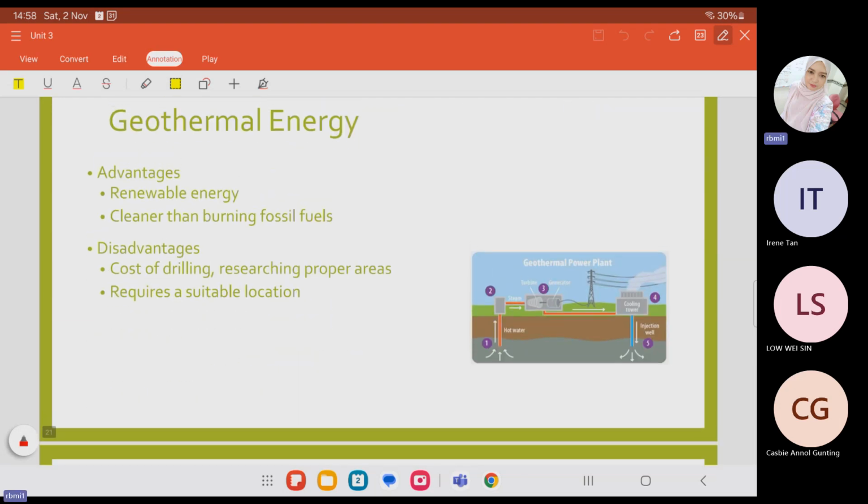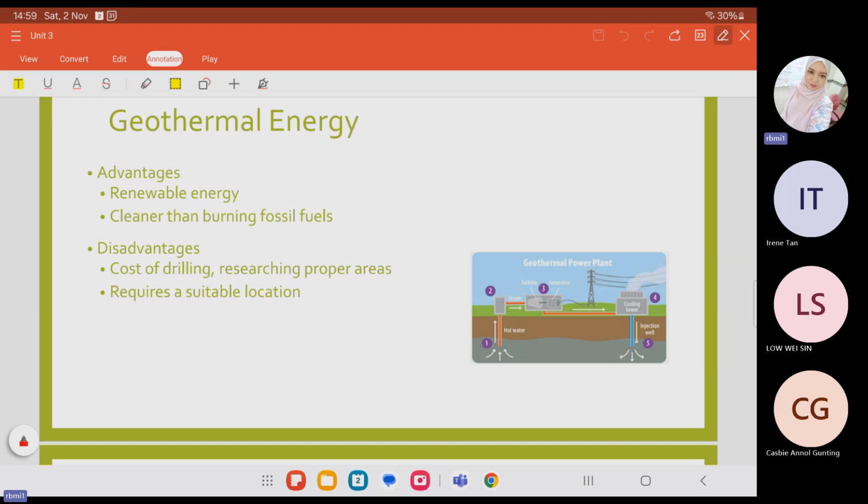Okay, we have advantages and disadvantages of geothermal energy. The advantages: it is renewable, reliable and available. It is also cleaner than burning fossil fuels, can reduce energy consumption and corresponding emissions, and is pollution free. For the disadvantages, there is the cost of drilling, because we need to get the heat trapped in the Earth's center.